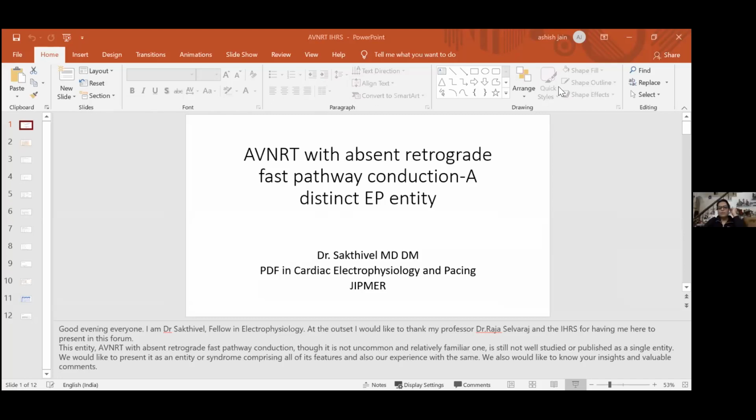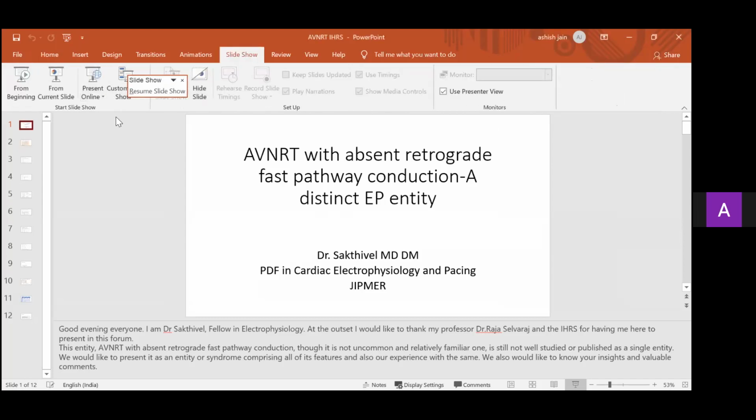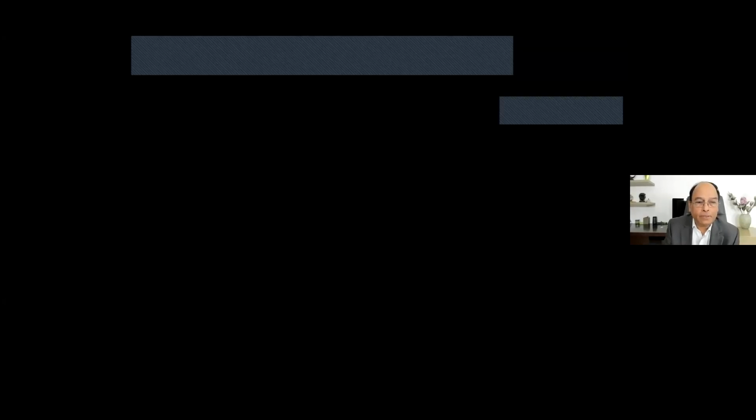You have to go on the screen sharing mode, please, full screen mode. Slideshow. Okay. Yeah, click on the... Okay, now perfect.